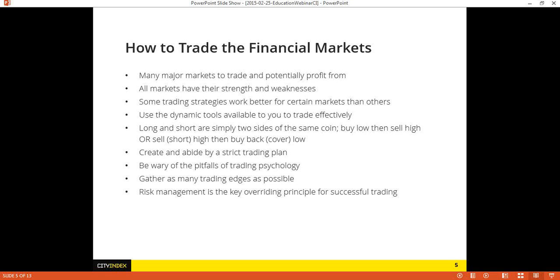Basically, you need to manage your risk. You want to be able to survive to trade another day. If you don't do that, you're going to find yourself in a bad position. So risk management is the key overriding principle, and the best way to set your risk management is according to the market and according to technical analysis.